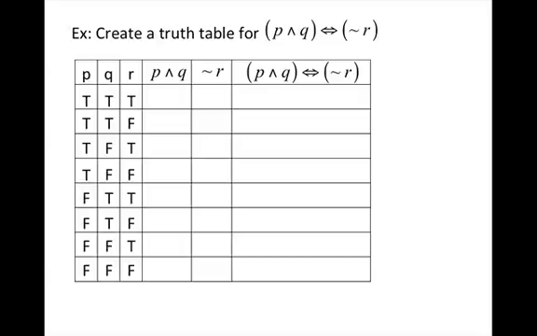So I begin with the AND. I'm comparing P and Q. The AND is only true when these are both true. That only happens in rows 1 and 2. The AND is true in rows 1 and 2 and false everywhere else. Next, my not R: look at your R column and take the opposite of these values. So not R is false, true, false, true, false, true, false, true.